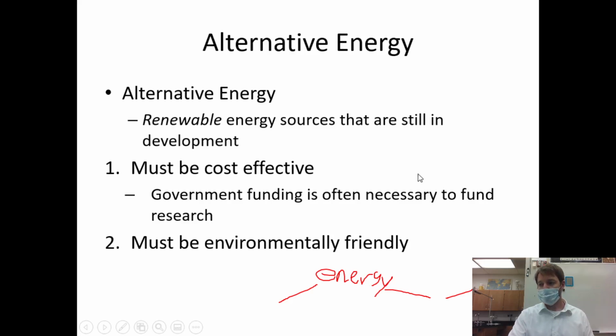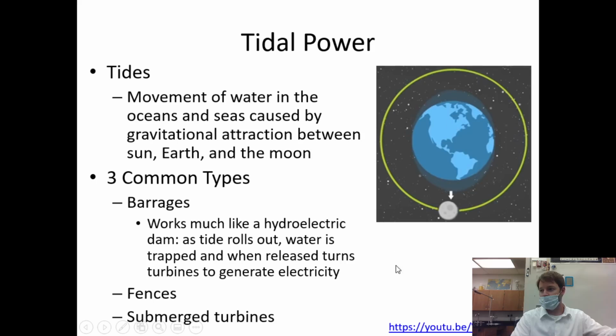And not only does it have to be cost effective, the whole goal of being alternative energy is that it's environmentally friendly as well. So those are 2 things that we need to examine when we are trying to find these alternative energies: cost effective and environmentally friendly. A lot of these things, when we develop them, might not be cost effective right out the gate, but later down the line they can become more cost effective.